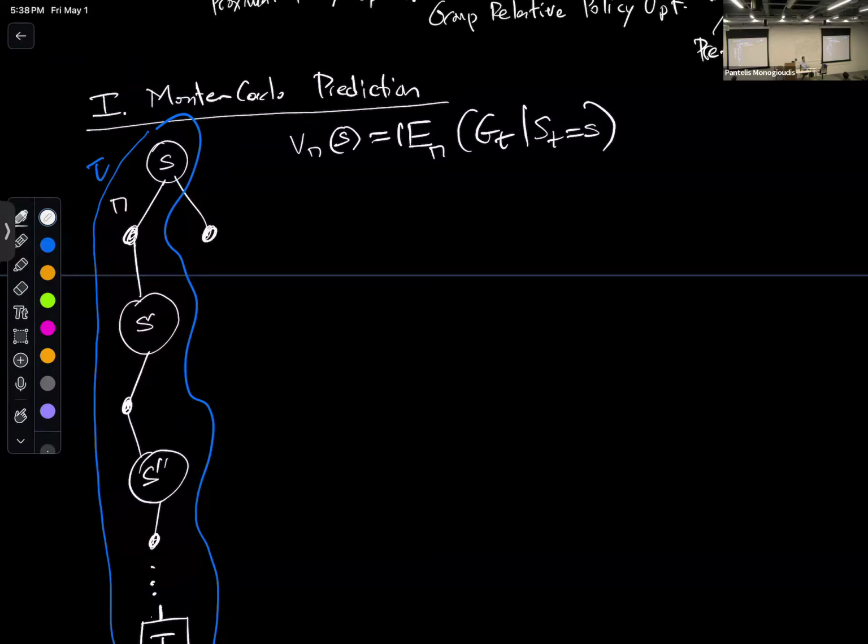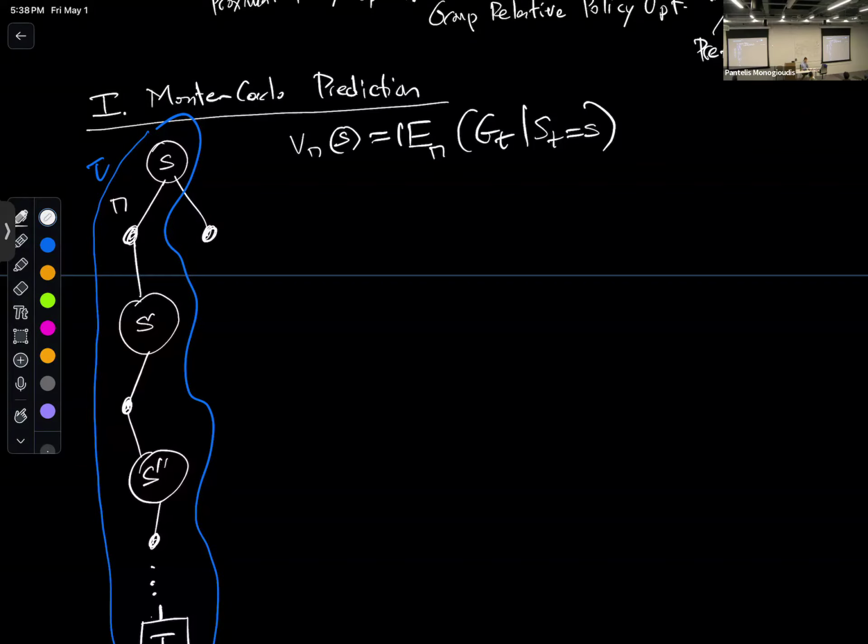GT is a random variable, right? And now we have to compute the expectation. Just to make sure everyone follows what I said 2 minutes ago: in order to compute an expectation, we need the probability density function, or probability distribution, of the random variable. What is the random variable here? GT. GT is the random variable, the return.